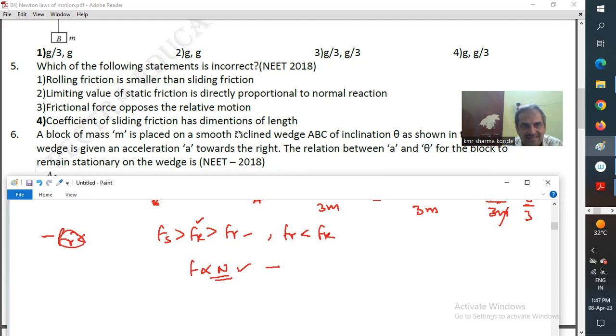Coefficient of static friction has dimensions of length. No. The coefficient of friction is a dimensionless constant, because it is static friction by normal reaction, or kinetic friction by normal reaction, or rolling friction by normal reaction. There is one more friction between static and kinetic, that is limiting friction, and limiting friction by normal reaction also you can get. This is force by force, so there is no question of units or dimensions. Therefore the coefficient of friction is dimensionless. It does not have the dimensions of length, so this statement is wrong. Fourth option is correct.